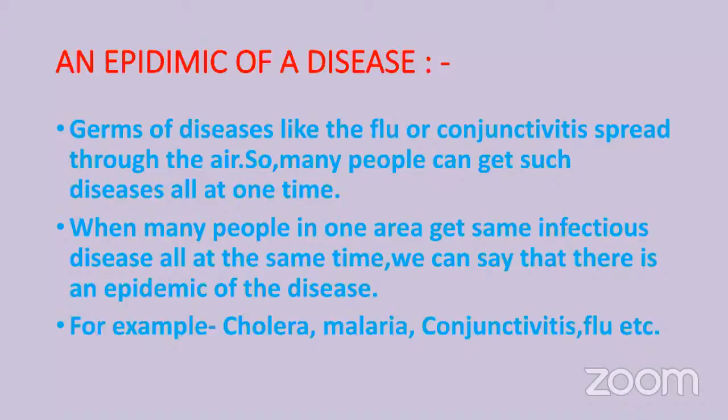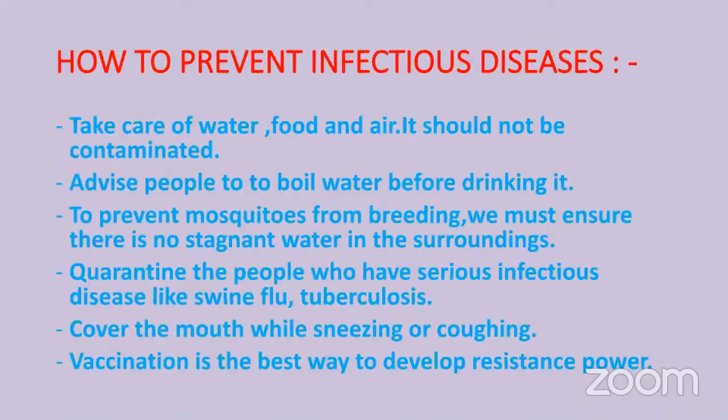So there are many precautionary actions. Now we'll see how to prevent infectious disease. There are many ways to prevent infectious disease. As you said, beta, nowadays corona is going on. So there are only three steps by which we can be saved from corona. First step is we should wear a mask. Second is, can anybody tell me? Wash your hands. Very good. And third one? Social distancing. Very good. These three steps are there to prevent corona because it is also an infectious disease.